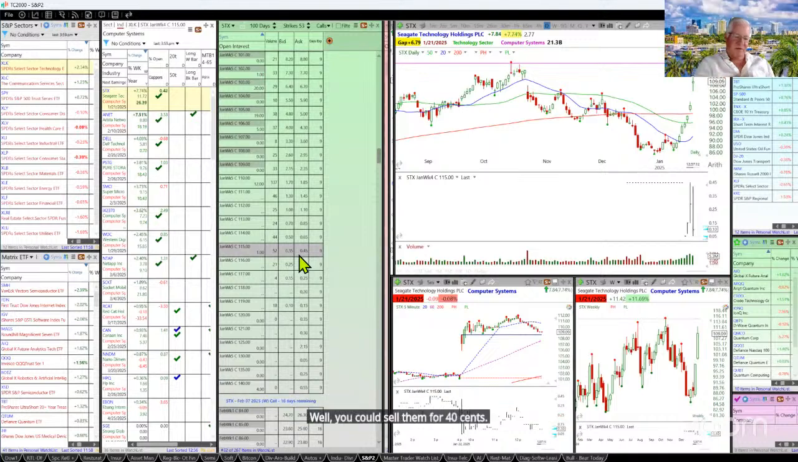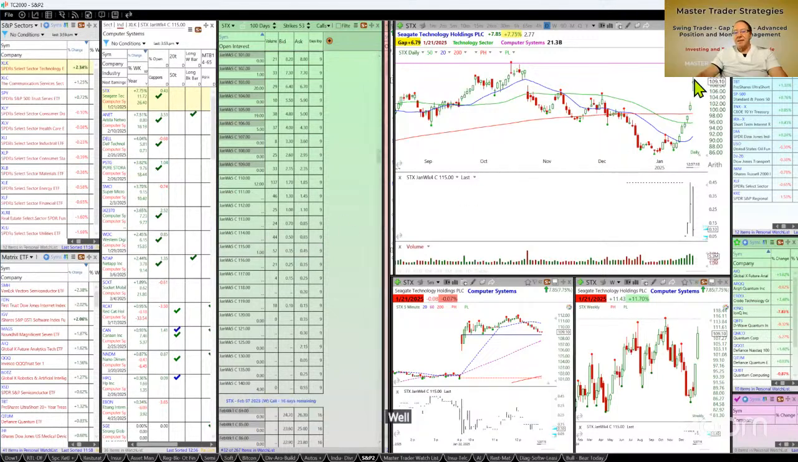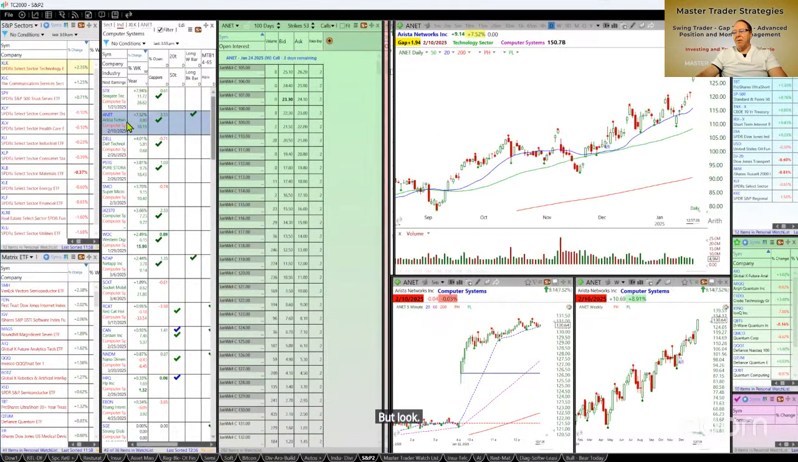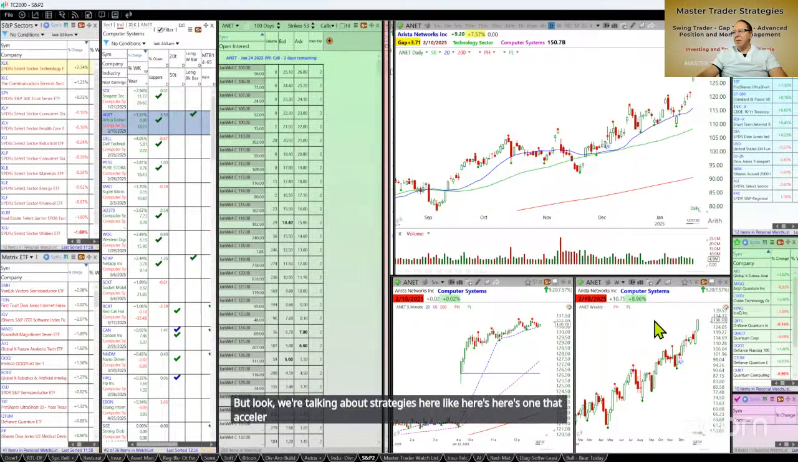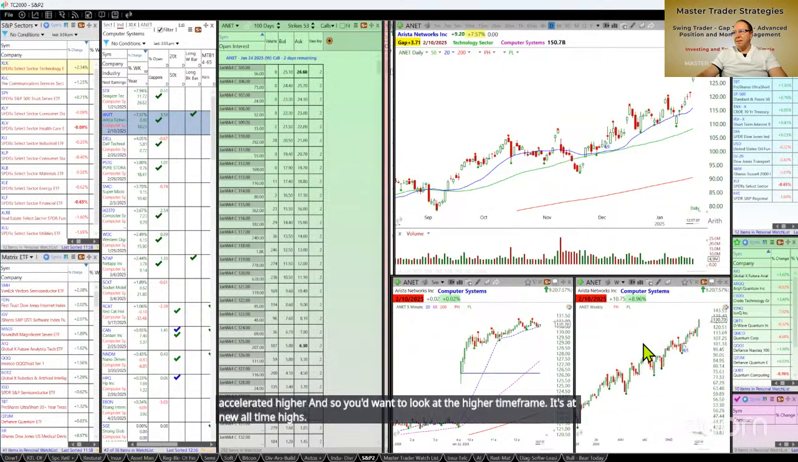but I'd rather just sell the stock instead of sit through the pullback. Well, it would make sense to think it's going to pull back. It could just chop sideways. We don't know what it's going to do. But look, we're talking about strategies here. Like here's one that accelerated higher, and so you'd want to look at the higher time frame. It's at new all-time highs, and maybe it'll keep going up.